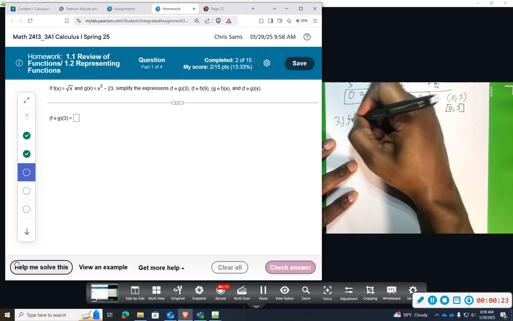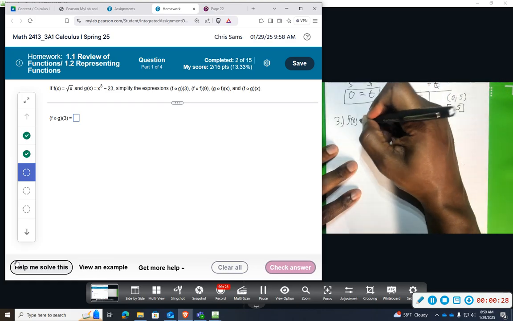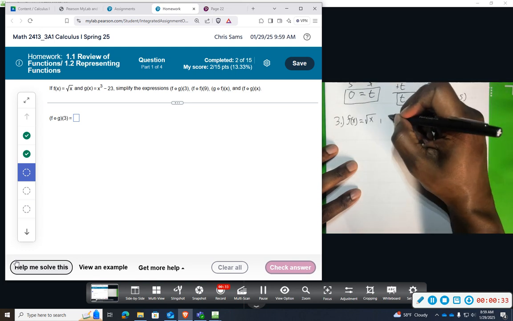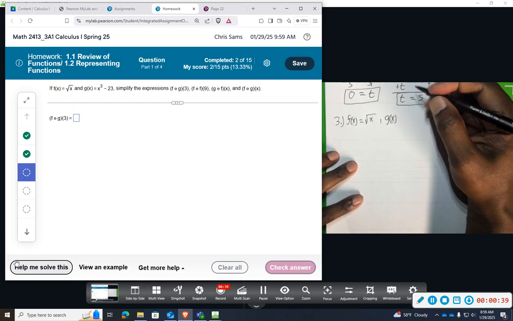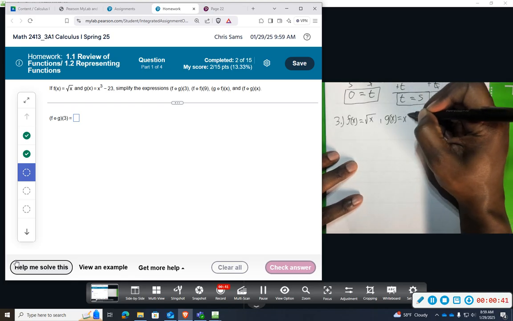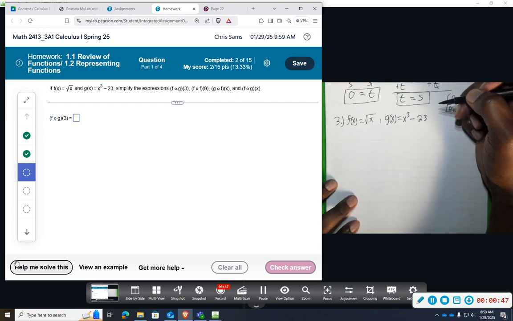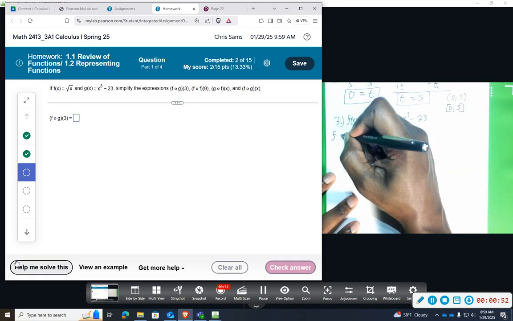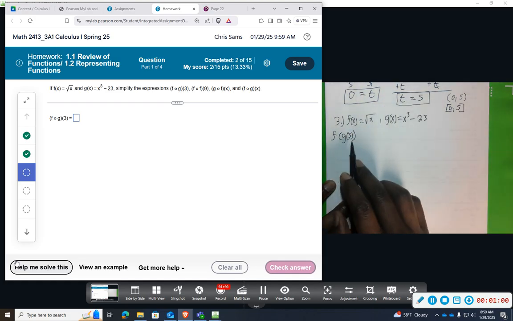So we're going to start by writing our original equations: f of x is the square root of x, and g of x is x to the third minus 23. All right, so the first thing we want to do is f of g of 3. So I'm writing it using the alternate method. This helps you see what's going on.